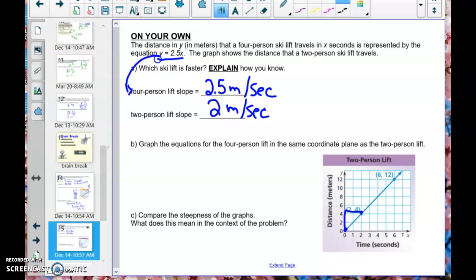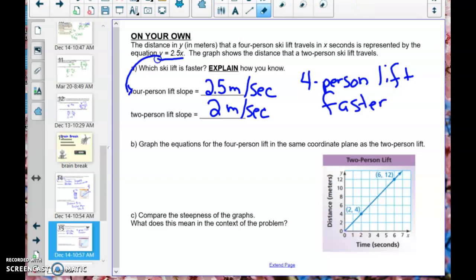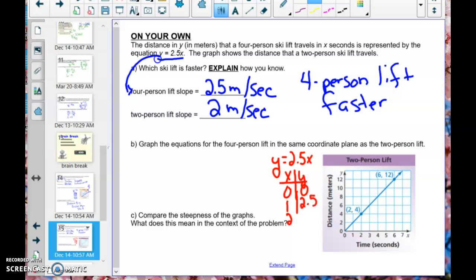So which ski lift is faster? Well, actually the 4-person lift is faster, but not by very much. It's only a half a meter per second faster. So now to graph both of those equations on the same one, well, I already have the 2-person, now I need the 4-person, so their equation is 2.5 times x. I make an xy table, 0, 1, 2: 2.5 times 0 is 0, 2.5 times 1 is 2.5, and 2.5 times 2 would be 5.